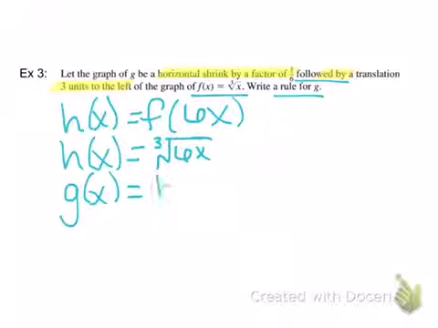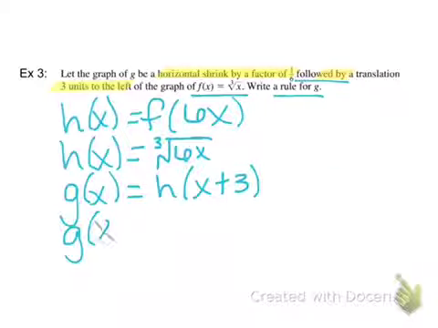equals h of x, and to the left is going to be plus 3. So now, in the place of every x, I'm going to put x plus 3. So g of x is equal to the cube root of 6 times x plus 3.